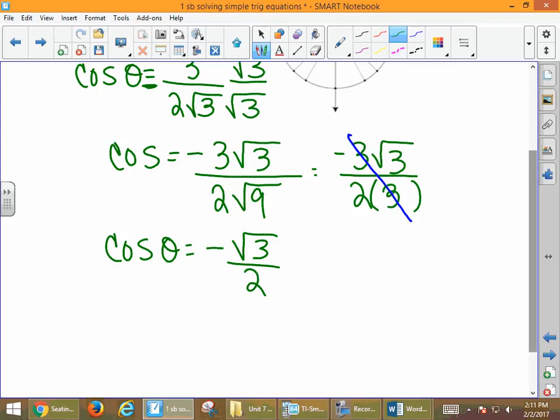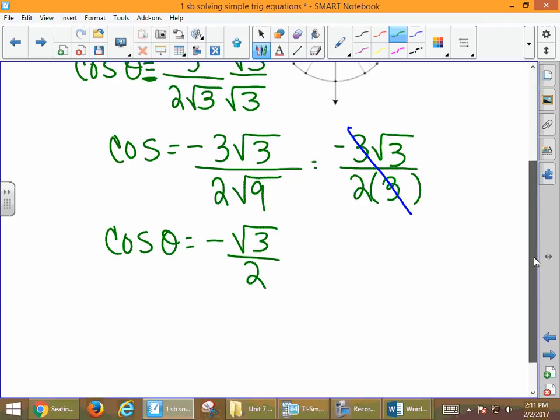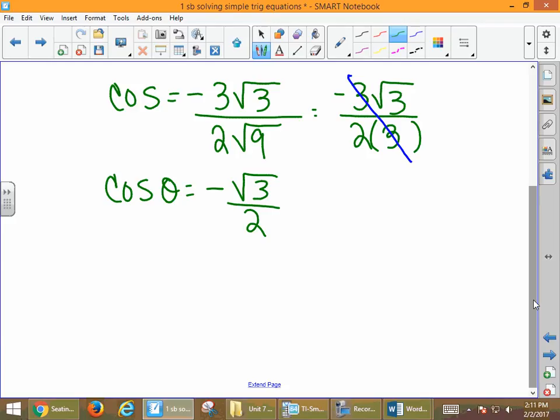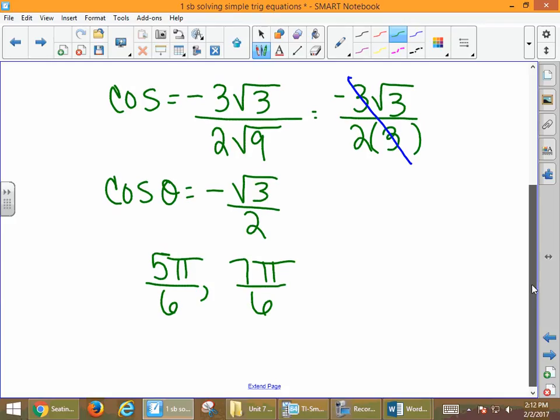So what angle has a value of negative the square root of 3 over 2? And if you need to, start with where is cosine the square root of 3 over 2, the first quadrant angle. Ethan's saying pi over 6, which is true, but 5 pi over 6 is the second quadrant angle. And then what's our third quadrant angle? 7 pi over 6.